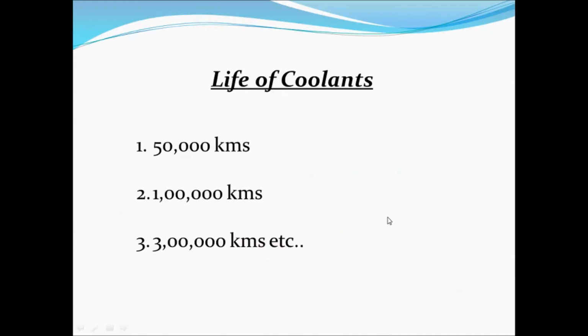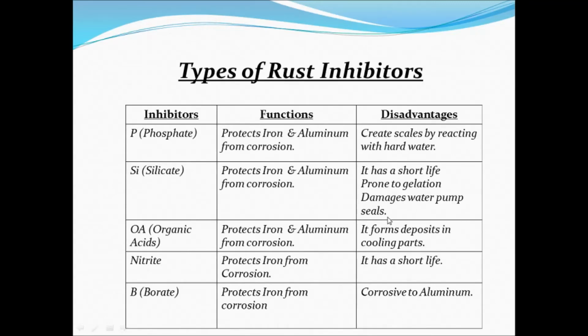So we would have come across different types of coolants which mention that it can be used for 50,000 kilometers, 1 lakh kilometers and 3 lakh kilometers, etc. All these just indicate the different types of rust inhibitors used in the coolant, because the rust inhibitors lose their quality with time, whereas the glycol used in the coolant does not wear out that easily and does not lose its anti-boiling or anti-freezing properties.